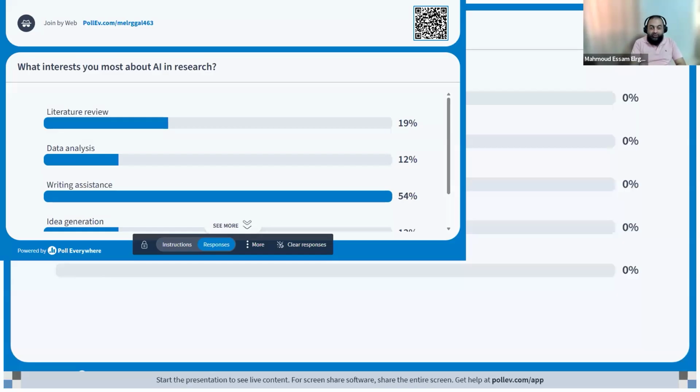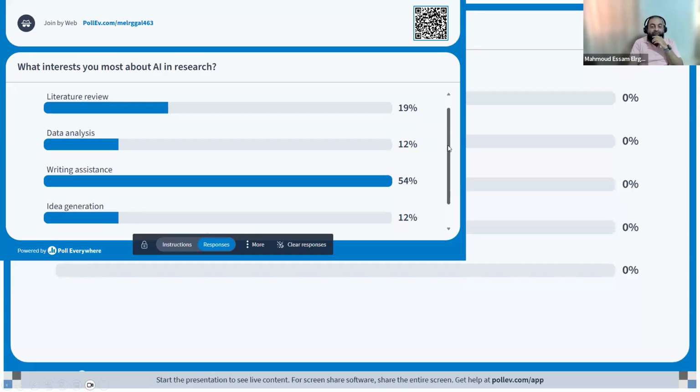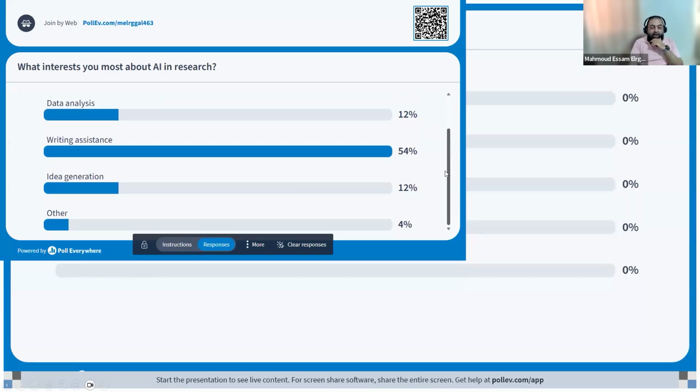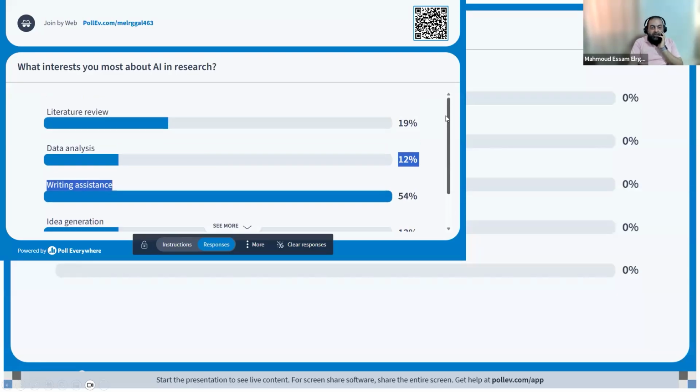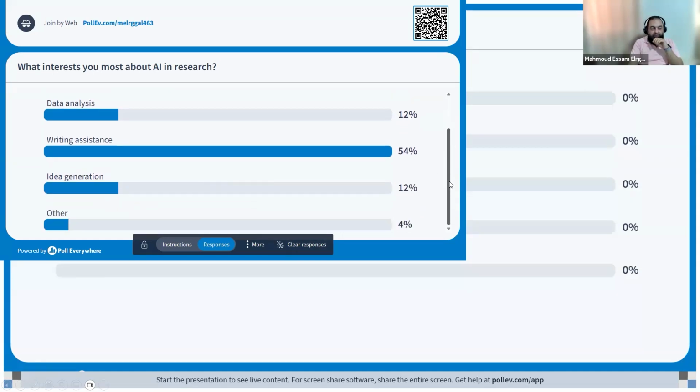And then literature review 20%, data analysis 12%, and idea generation 12%, and others. We know the others are the all-of-the-above people. Which is actually normal to see: 50% asking for writing, and then literature review. These are the things that are most people ask for.